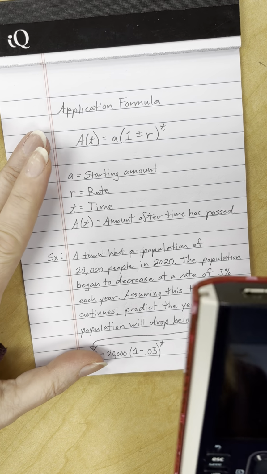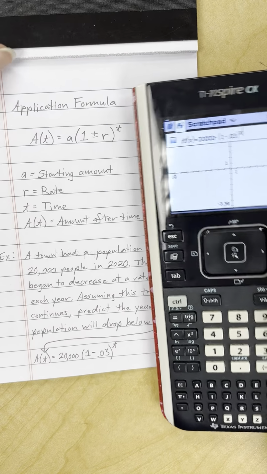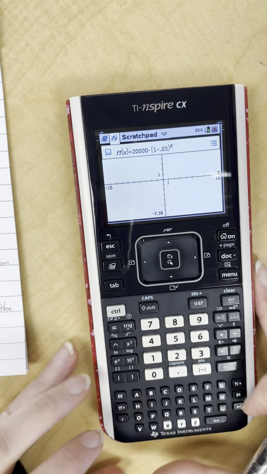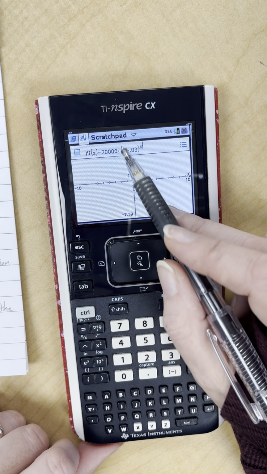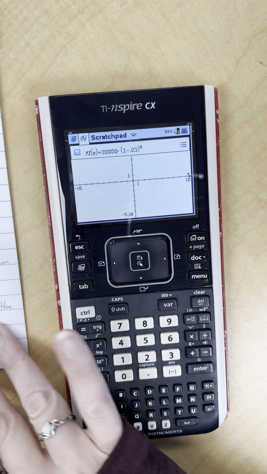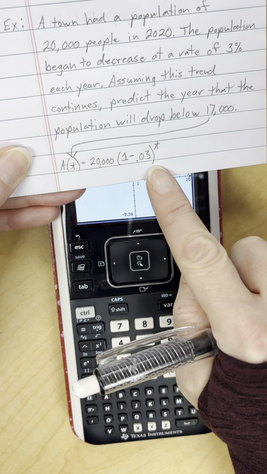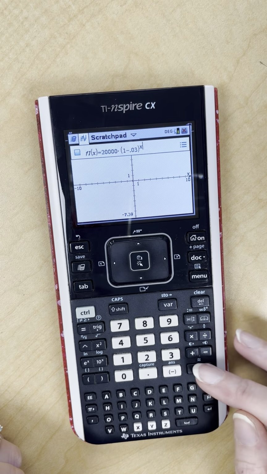We're going to adapt with what we do have, ladies and gentlemen, and that is our graphing calculator, which is going to be our friend for the moment. All right, please notice that I've typed into the equation the 20,000 times 1 minus 0.03 to the x. So I am mimicking right now this equation that we see right here. And graph.